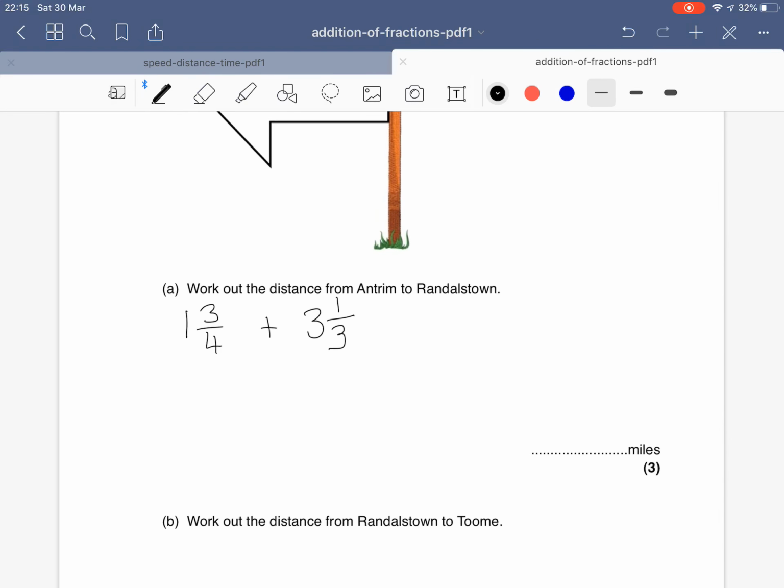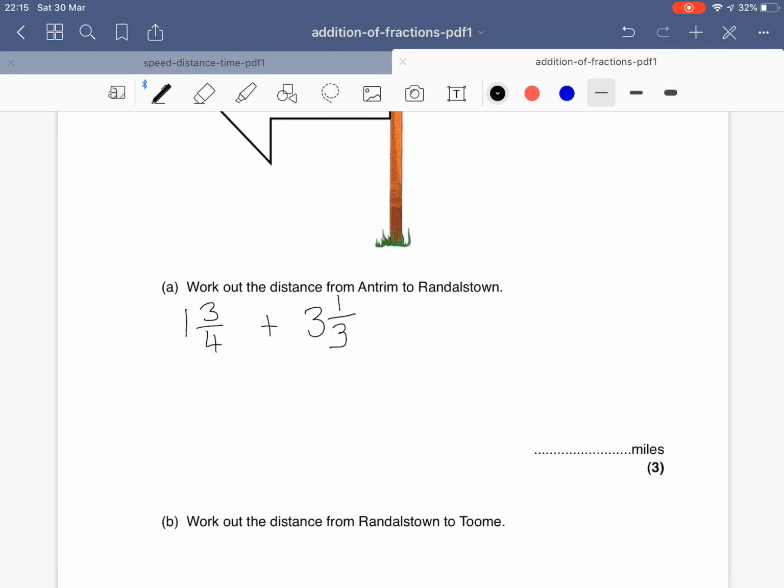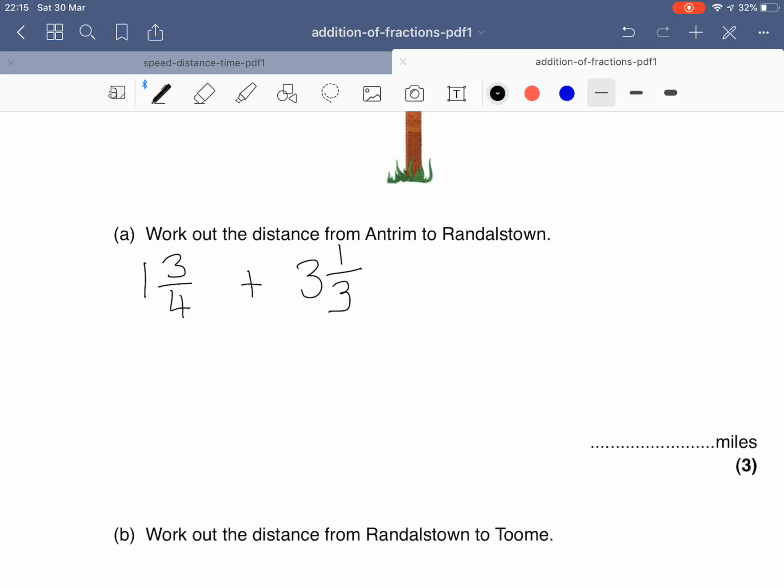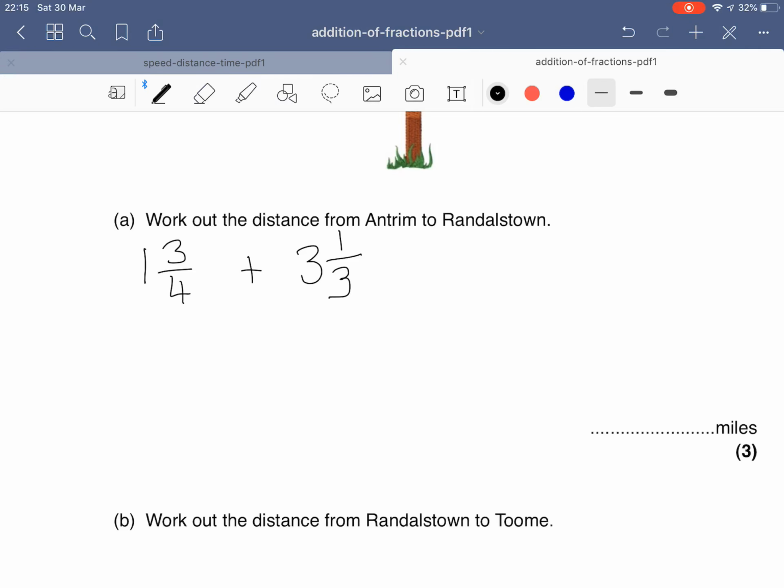Going to do this one a little bit differently, where we change them into improper fractions first, just so you can see it a little bit different. So 1 and 3/4, well, 1 whole would be the 4 out of the 4. Add our 3, so we do 1 times the 4 is 4, add our 3, so we get 7 out of 4 as an improper fraction.